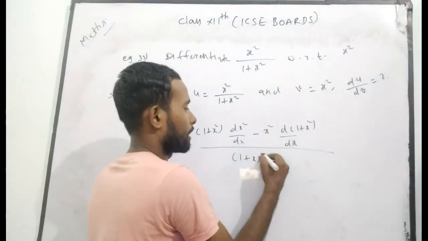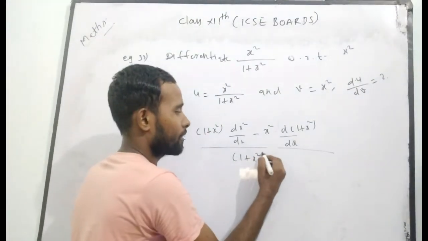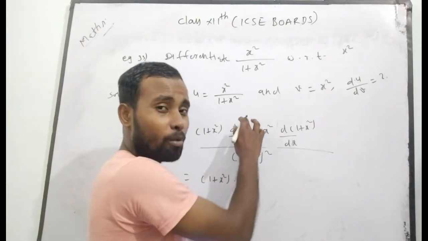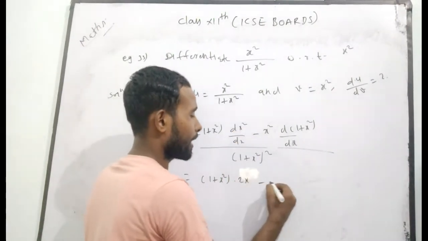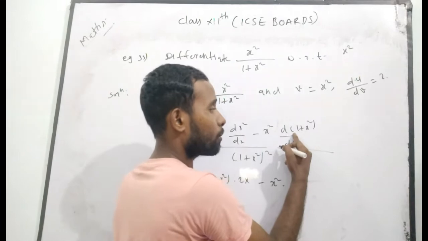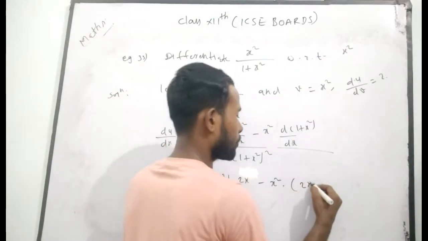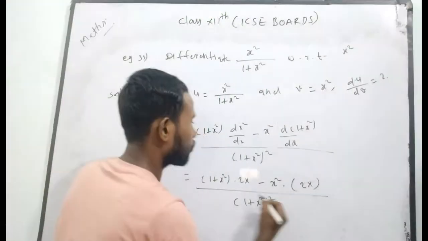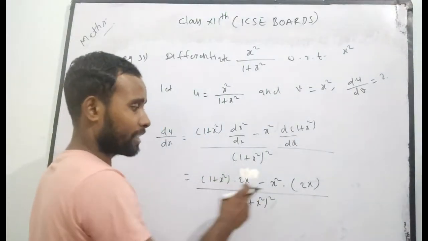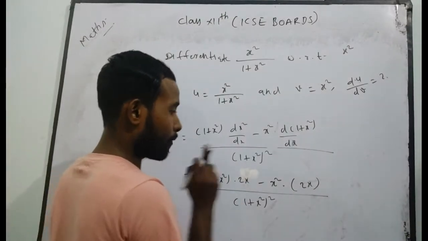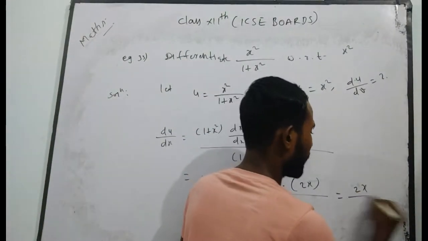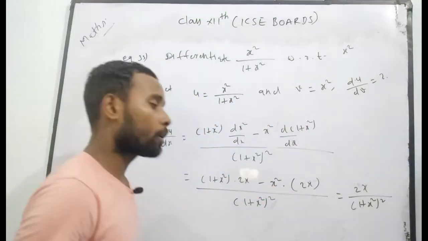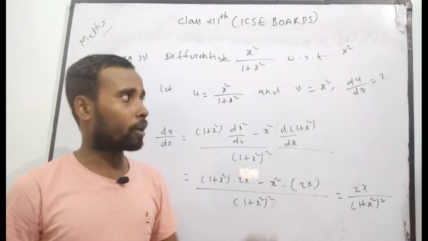Denominator upon square. I think you understand very well. Again, see here, it will be 1 plus x square into derivative of x square with respect to x, which is 2x, minus x square into derivative of 1, which is 0, and derivative of x square with respect to x will be 2x, divided by 1 plus x square whole square. Now, if you calculate, it will be 2x cube minus 2x cube, and finally 2x. So finally, with some step jumping, you will get 2x by 1 plus x square whole square.